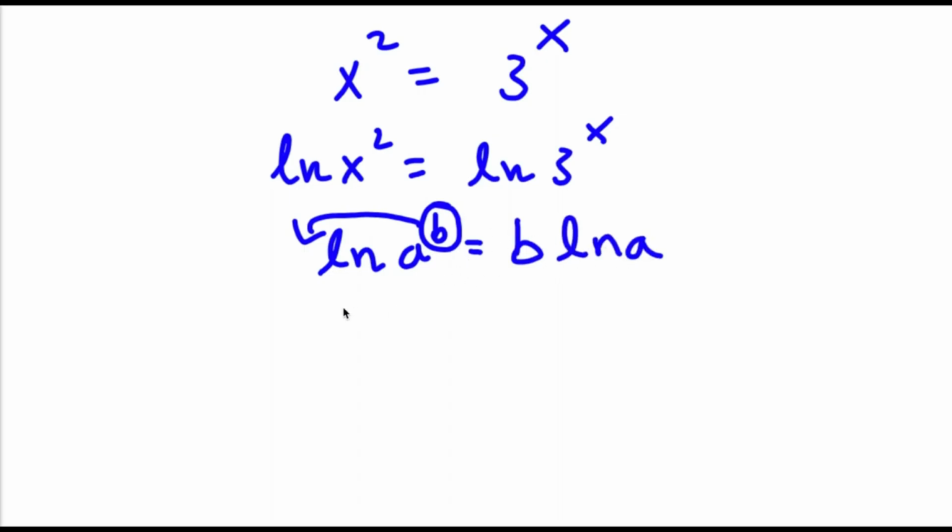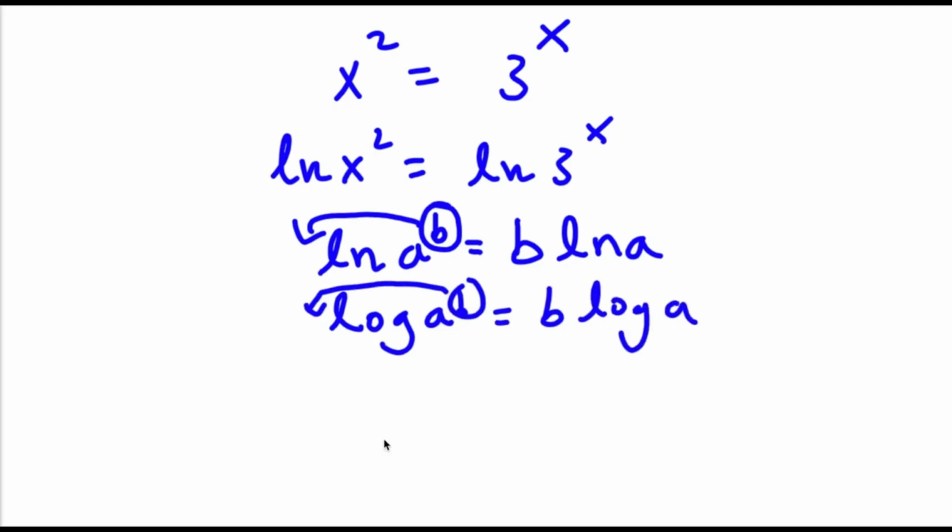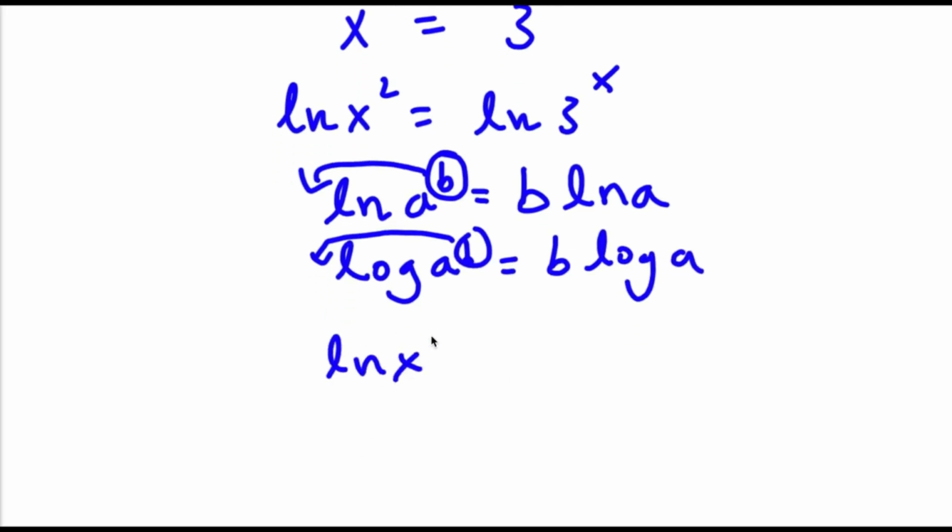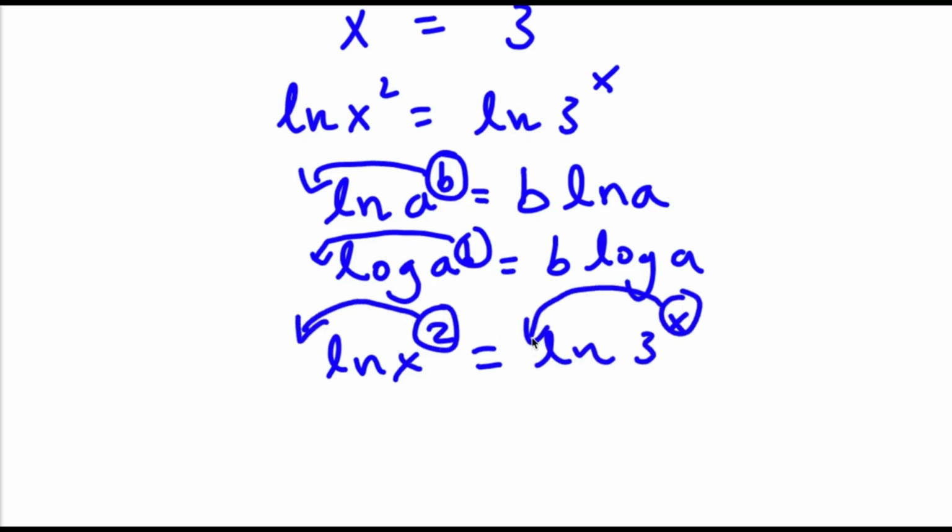And this obviously also works for normal logarithms. So if I have log a to the power of b, I can move the exponent to the front. Now I have b times log a. So now going back to our problem, ln of x squared is equal to ln of 3 to the power of x. If I use this property, I can actually move both my exponents here to the front. So now I'll have 2 times ln x is equal to x times ln 3.